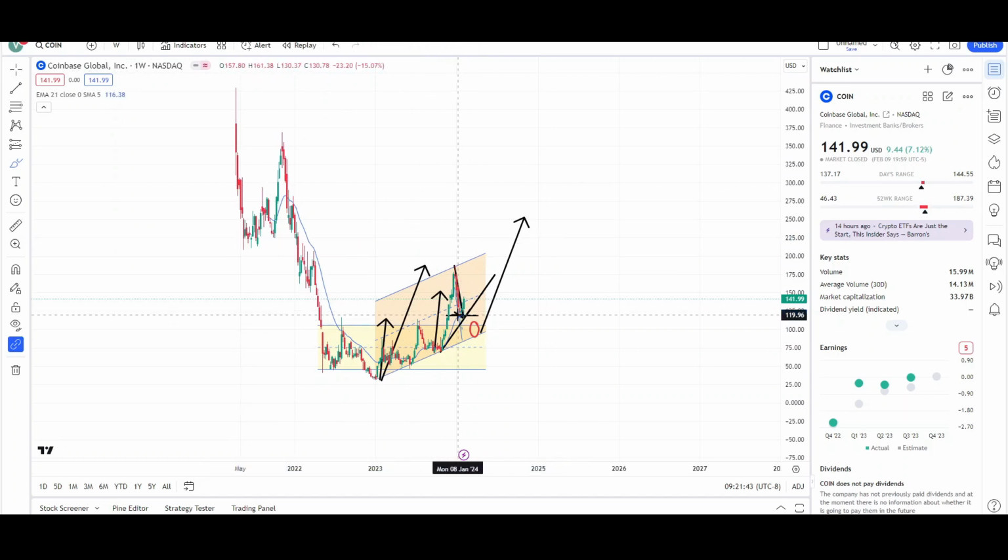So again, I'm expecting higher prices for Coinbase medium to long term. Short term, it's just indecisive. I have to see what occurs from this momentum higher. So that's all I have for Coinbase on the daily and weekly charts.